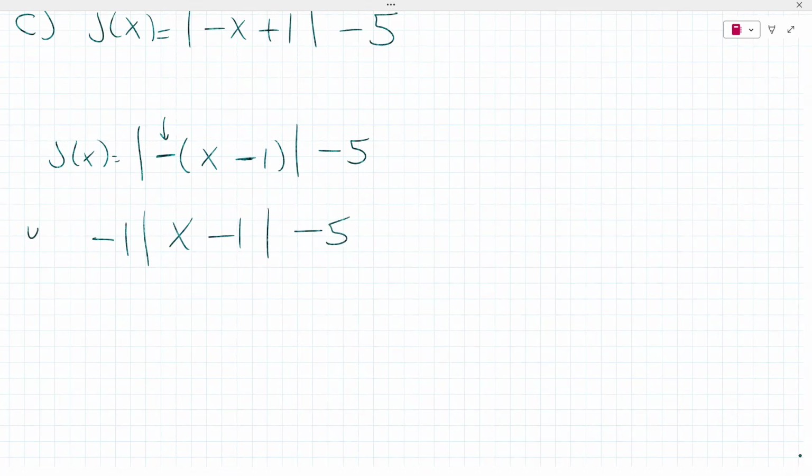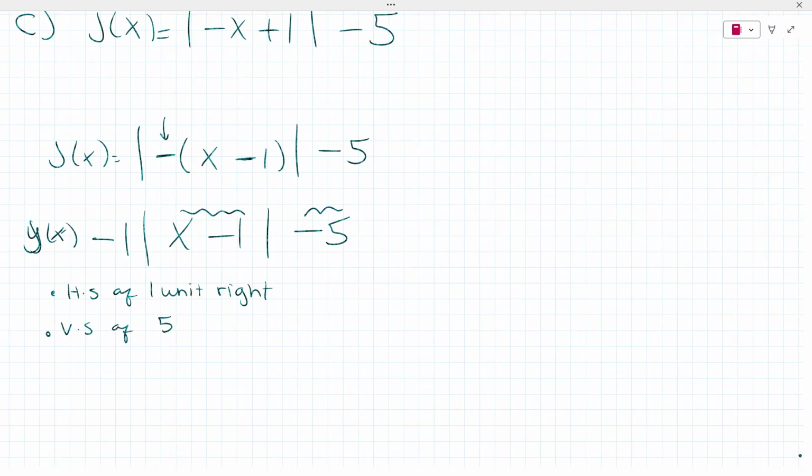Now we can see this graph much more clearly. So there's three things that's going on. The x minus 1 represents a horizontal shift of 1 unit to the right. This minus 5 is a vertical shift of 5 units down. This minus 1, it doesn't make it wider or skinnier because it's 1, but this minus means it's a reflection across the, I always forget, it is a reflection across the x-axis.